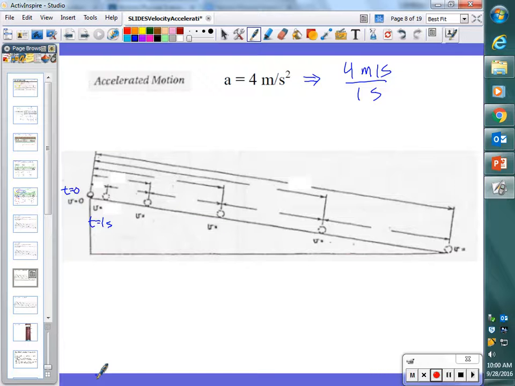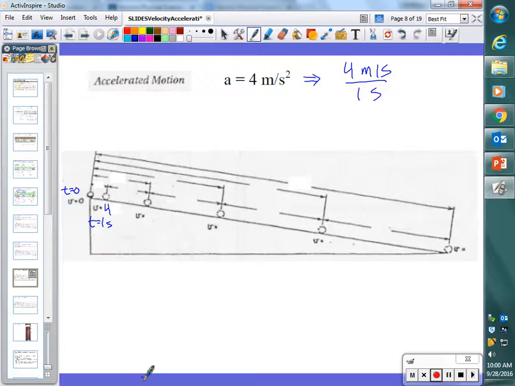Sammy, based on this acceleration value, what will the velocity be at that point in time? Or, sorry, what will the instantaneous velocity be at that point in time? 4 meters per second. Does that make sense? You okay with that? Give me a nod if we're okay.